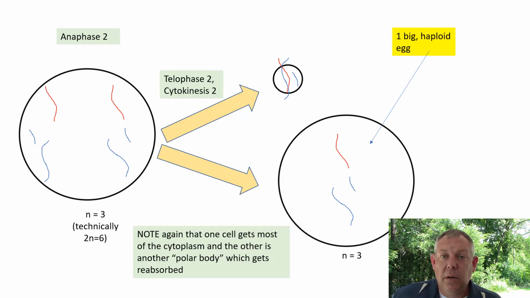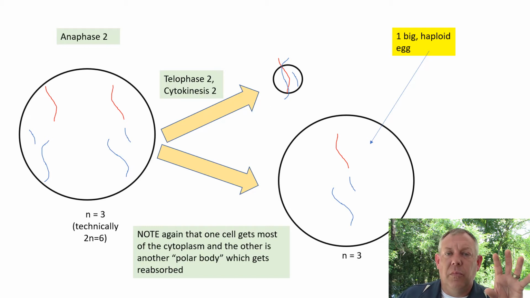Again, normally, we would go to telophase 2 and cytokinesis 2, and we'd end up with 2 cells, but again, 1 cell gets all the cytoplasm, the other one gets nothing. It just has DNA and a little cytoplasm. And so then that's again a polar body, which is just going to be reabsorbed, and we're left with 1 big haploid egg, and this is typically how it happens. But you'll remember that a lot of eggs will pause during meiosis 2. And so they'll pause at this point where they're technically diploid.